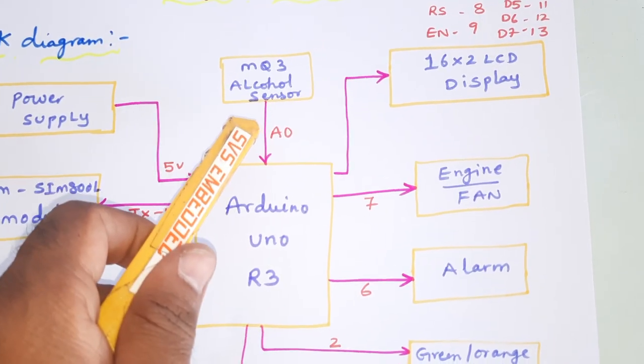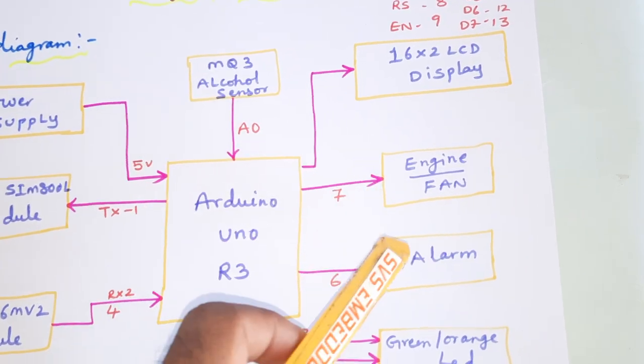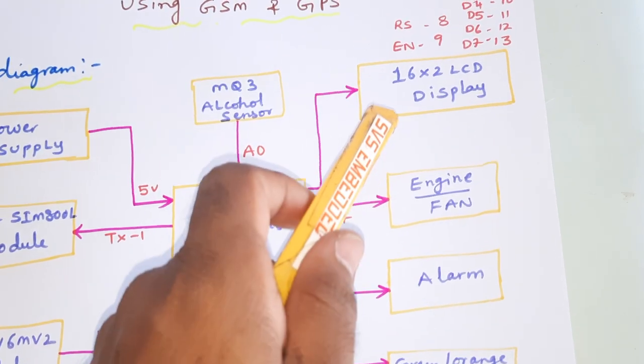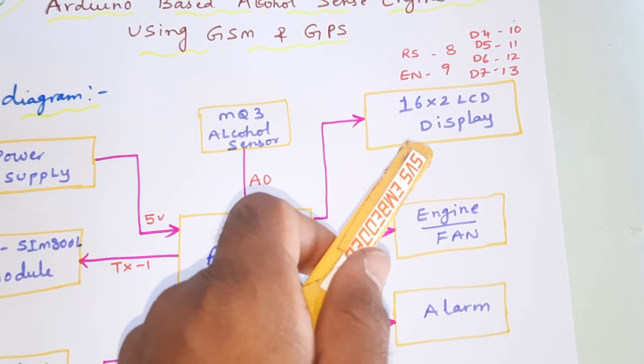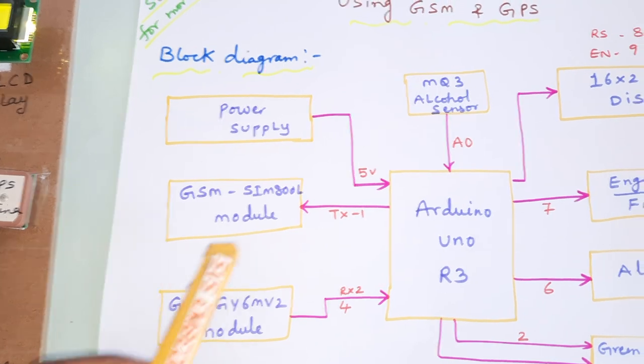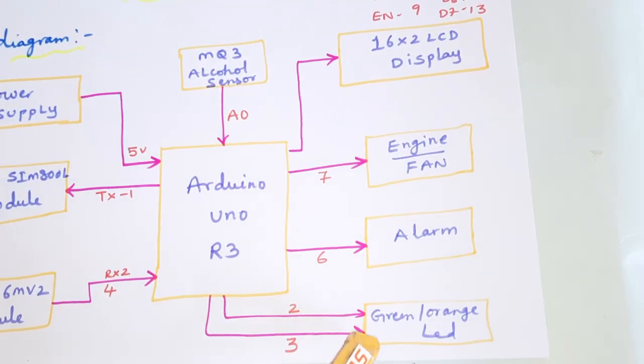Whenever alcohol is detected, the engine turns off, the alarm turns on, and the orange LED turns on. It sends the SMS notification as an SMS alert. If there is no alcohol, the engine is on and the green LED is on.